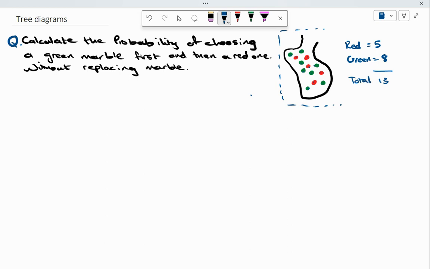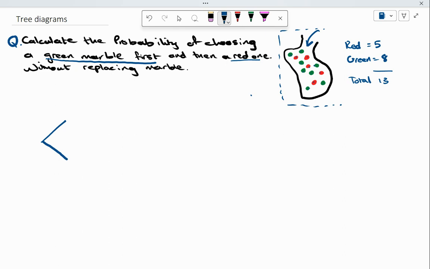Now the probability is asking us to choose a green marble first. Let me just highlight that. And then after you've chosen a green marble, you want to then choose a red one. So what's the chance that you put your hand inside the bag and pull out a green marble first? You have eight of them. After you've taken one out, there'll be seven left, and you now choose a red marble from the five that's still there. So let's draw a tree diagram.